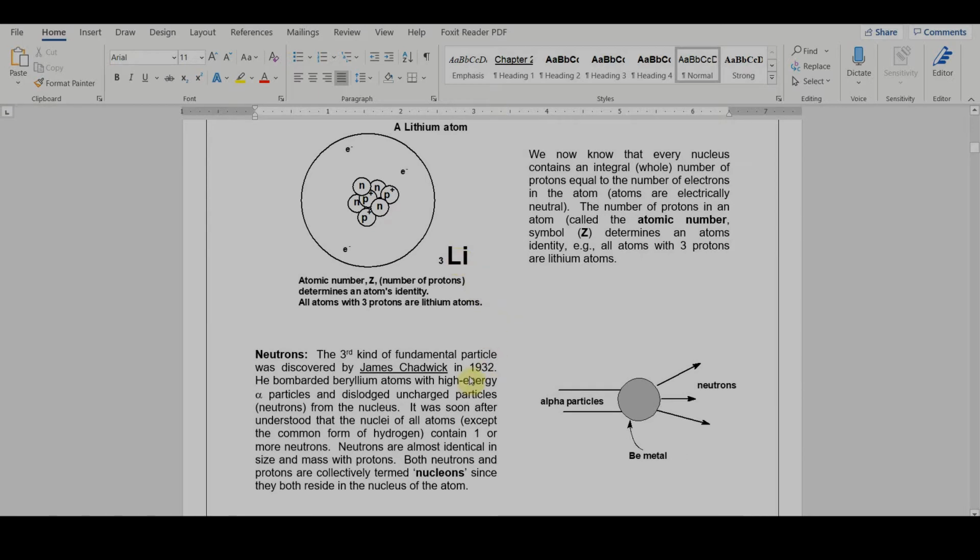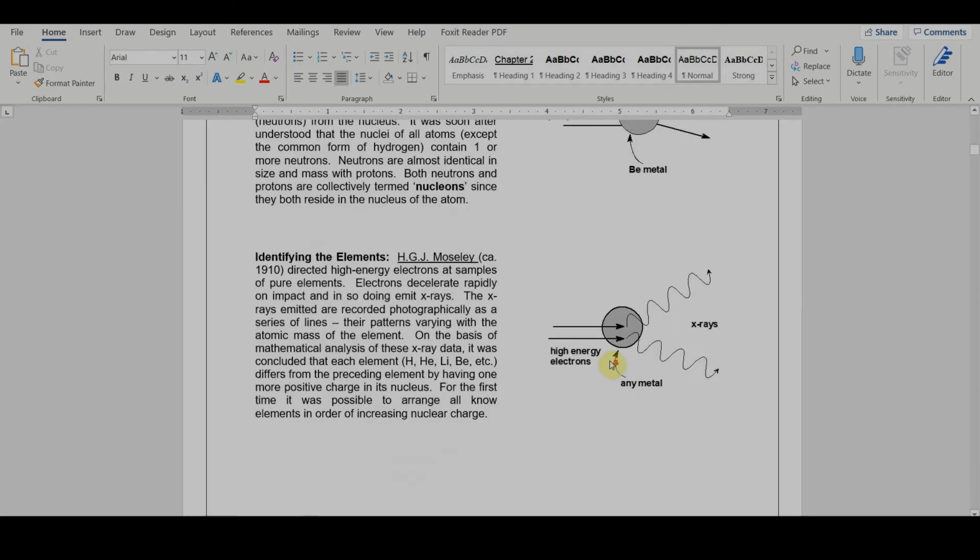Around about 1932, James Chadwick discovered neutrons by firing alpha particles at atoms and dislodging neutral particles, which were identified as being neutrons. And around similar time, H.J. Moseley directed high-energy electrons at various elements, and when the electrons decelerate quickly on impact, they emit X-rays, which produced a photographic image. And on the basis of his images and calculations, he determined that each element, hydrogen, helium, lithium, etc., increased by 1 proton per atomic number, if you will.